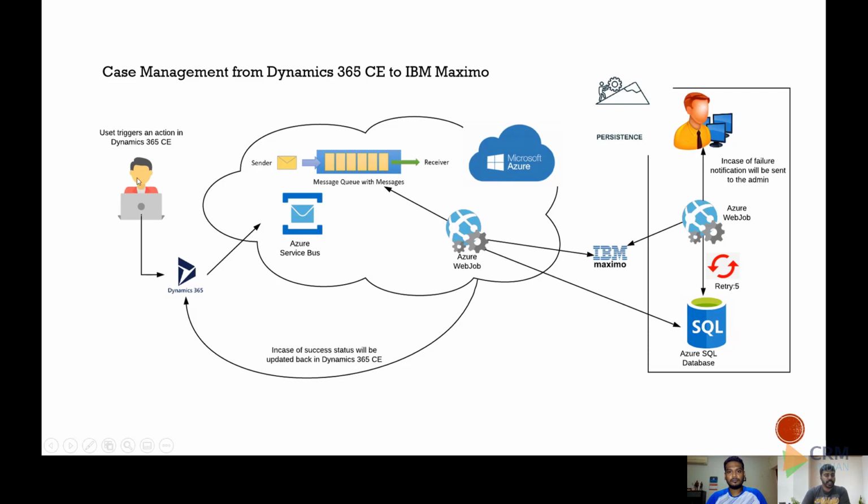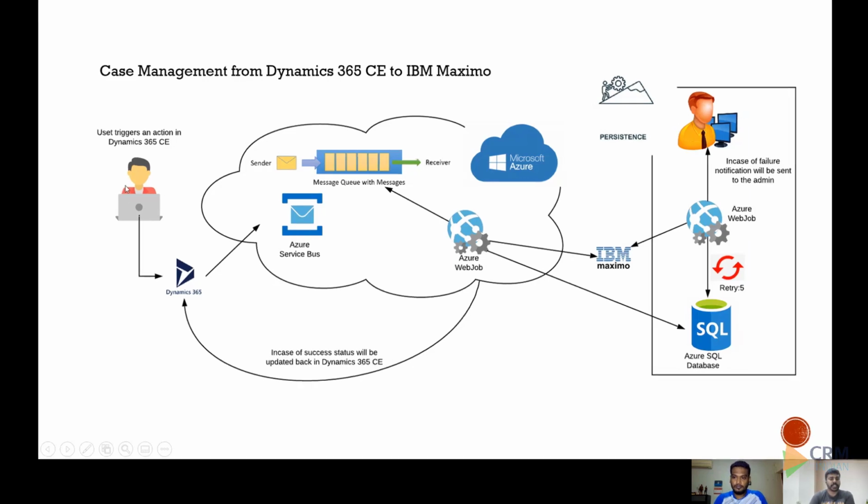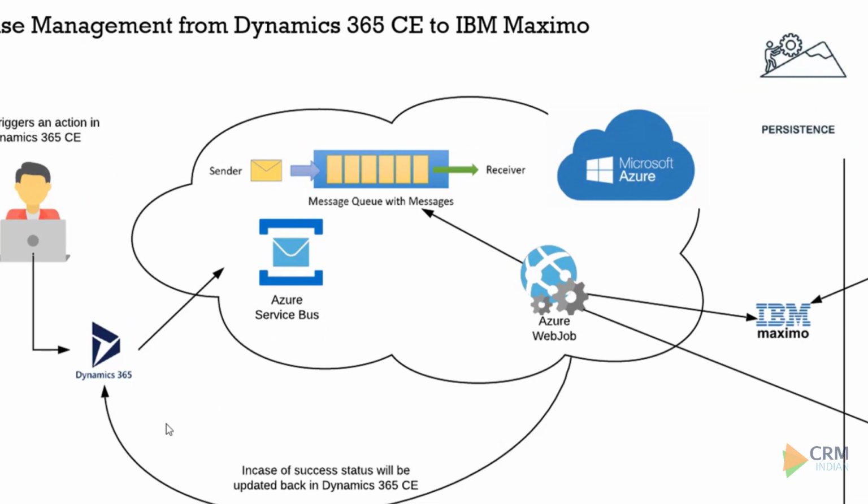Whenever the user triggers any action in Dynamics 365 CE, we have registered the Azure Service Bus connection in the plugin registration tool, and we have added a step on the case entity, on create of a case and also on update of a case. So whenever the user triggers an action in Dynamics 365 CE, the message is sent to the Azure Service Bus queue. We have created a queue in the Azure Service Bus for both ways, for inbound and also for outbound. This complete message will be pushed into the queue.